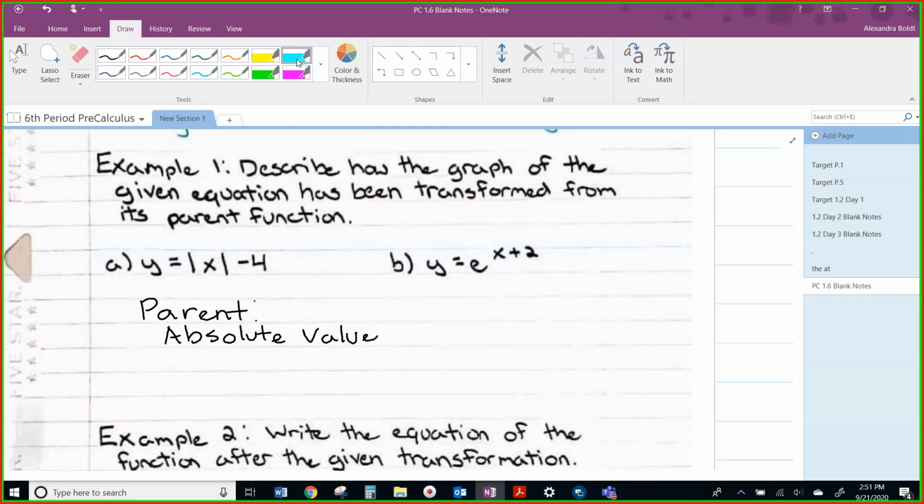And how is this shifting? Well, this minus 4 is outside of the absolute value. So it's outside of that function. What that minus 4 is doing, when it's outside, is moving it either up or down. And since it's negative, it's going down. So this is going to shift down 4.